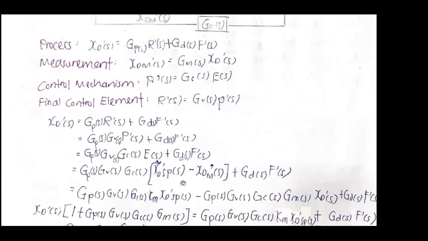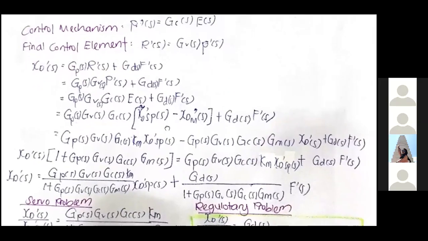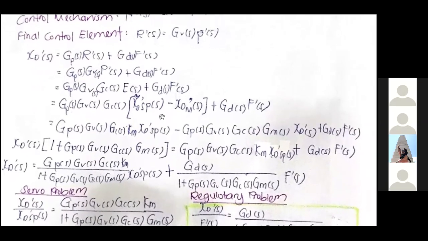To get this, we just need to multiply, and then we will see 1 plus GPS, GCS, GMS, just as usual. Then we divide by the right side. This part is the servo problem, and the other one is the regulatory problem. So we get XD prime S over XD prime SP for the servo problem, and XD prime S over F prime S for the regulatory problem. Then I will pass to Jess.